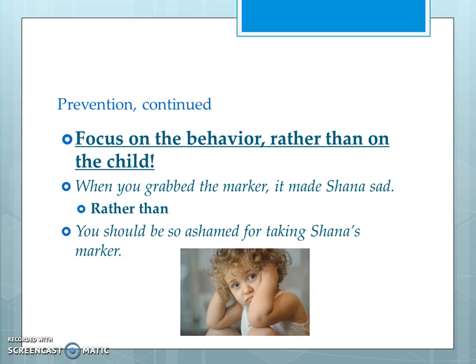When you grab the marker, it makes Shayna sad, rather than, you should be so ashamed of taking Shayna's marker. So one is stating what the child did. You grabbed the marker, it made Shayna sad. And the other puts the blame on the child. So one is about the behavior and one is about the child. So if you can always remember, the child is not the behavior, then you will master this strategy. And again, it's probably one of the most important.